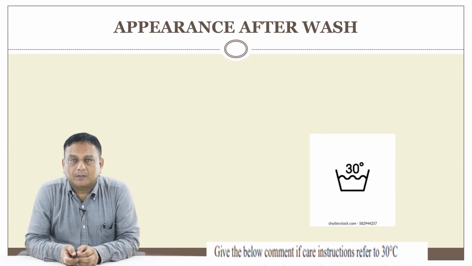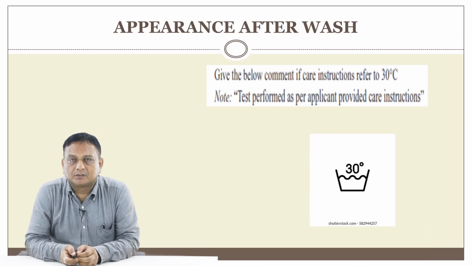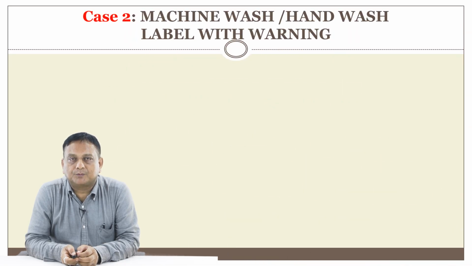Now when we are talking about appearance after wash, give the below comment: if the care instruction referred to 30 degrees centigrade, the test was performed as per applicant-provided care instructions. Sometimes the buyer himself gives this care instruction, and the lab will verify at 30 degrees centigrade whether the appearance and other properties are satisfied or not. If they are not satisfied, then we have to suggest a different care level.